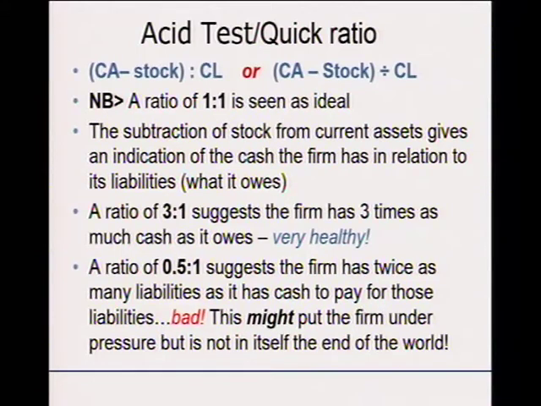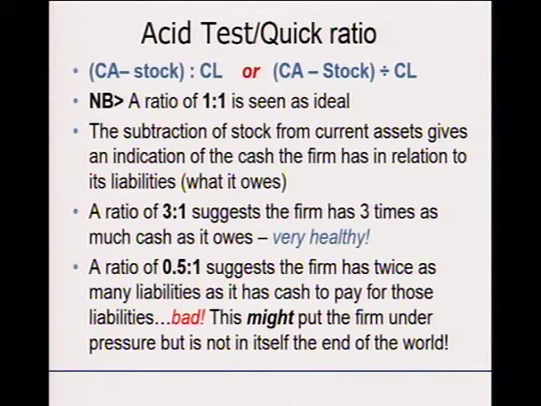So a ratio of 3:1 suggests that the firm has 3 times as much cash as it owes. Very healthy. It means for every dollar that we are expected to pay within the current time period of the organization, within the next 12 months, we have got $3 reserved to pay $1. So we can sleep well and know that anything that falls due will be able to pay, because we are well covered.